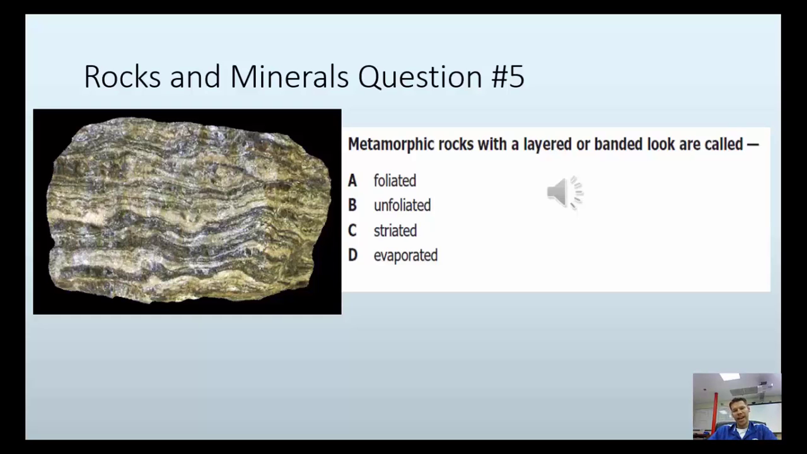Metamorphic rocks with a layered or banded look are called, and remember, metamorphic rocks come in two major categories, foliated and unfoliated. If you look at this picture over here, you see these very distinct light and then dark bands, the alternating layers. When you have distinct layering, folding, or bands, we're talking about a foliated rock. An unfoliated metamorphic rock does not have any of these distinct, obvious layers. So the answer here is A, foliated metamorphic rock.